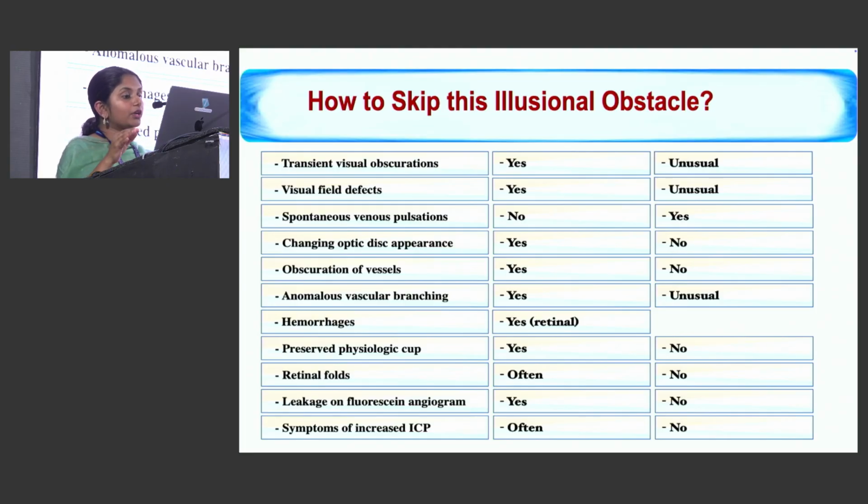Whereas in pseudopapilledema, it will be constant. Obscurations of vessels will be present in papilledema, and hemorrhages may or may not be seen. Retinal folds are often present in papilledema. Another thing, fluorescein angiogram may show leakage for papilledema, whereas in pseudopapilledema it is not there. And symptoms of raised ICP are also present in papilledema.